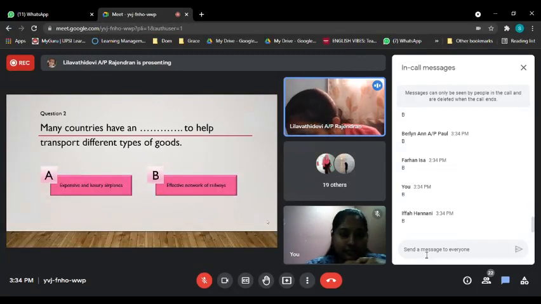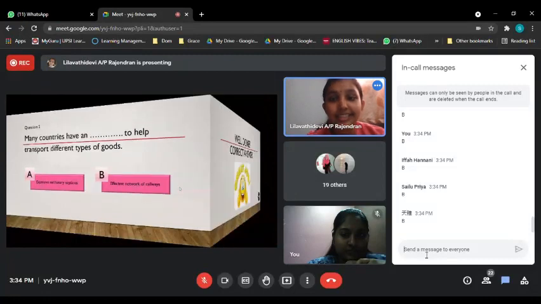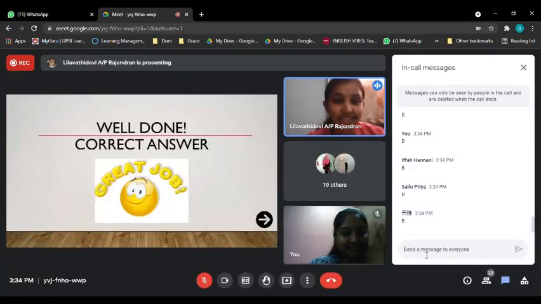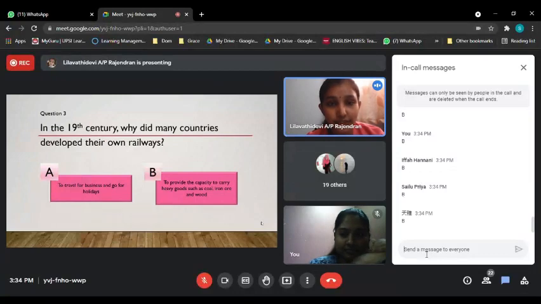So I can see lots of B coming, which means I'm going to click on B. Okay. Is the answer correct? Yes, again, you got the correct answer. So, next, let's move on to the third question. In the 19th century, why did many countries develop their own railways?